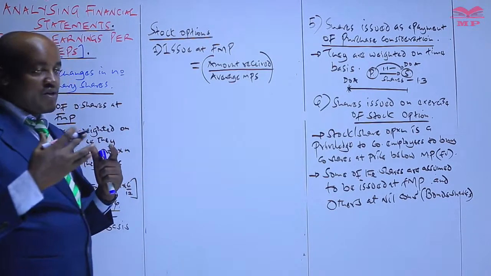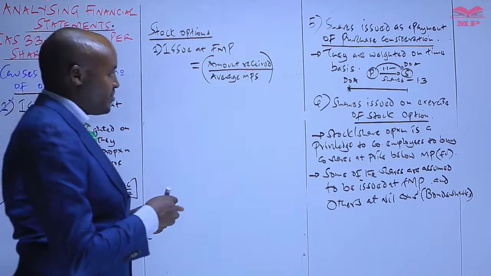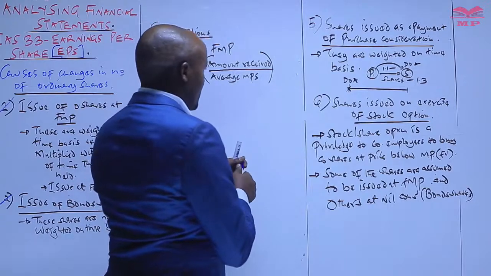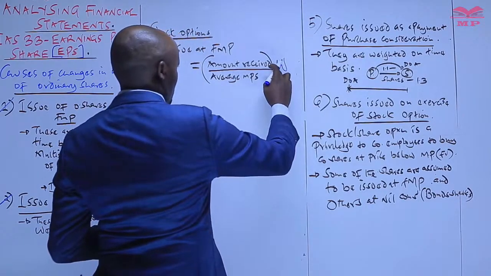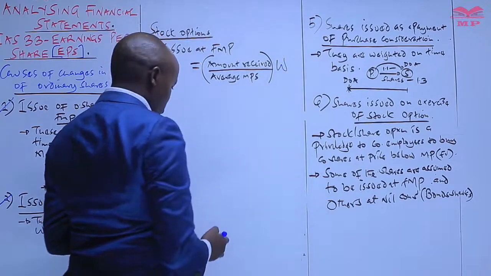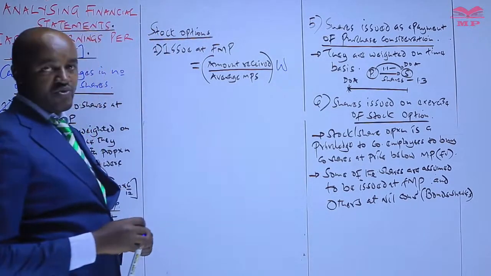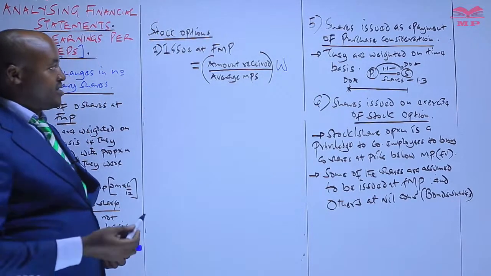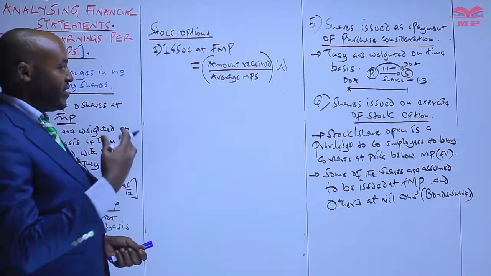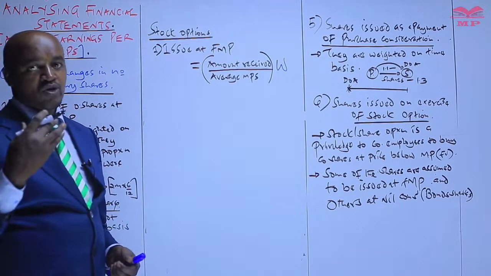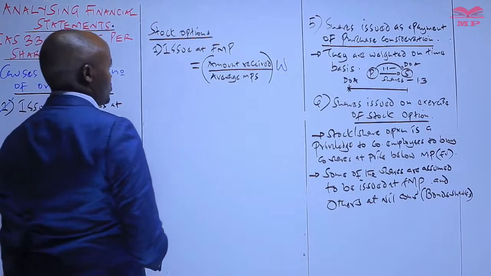Then you have to recall the rule that anytime the company issues shares at full market price, you weigh those shares on a time basis. You multiply those shares by the proportion of time they were held during that year. If they were held for 6 months, you multiply by 6 out of 12. If they were held 3 months, you multiply by 3 out of 12.